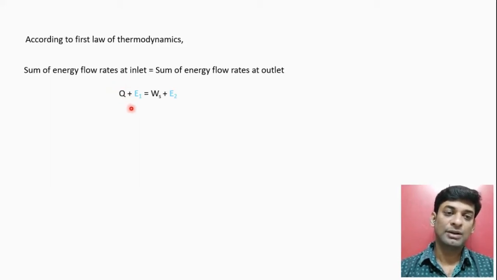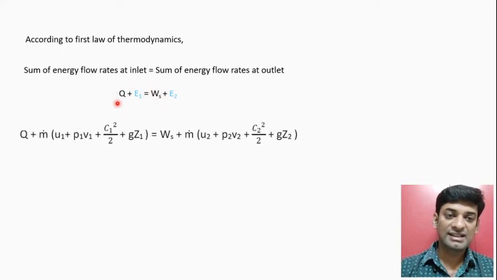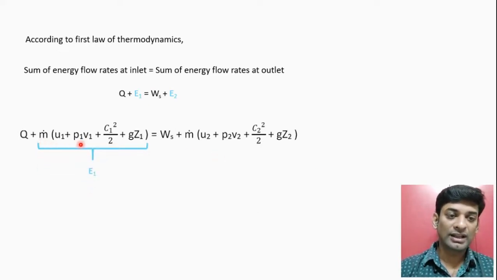Whenever heat is supplied to the system, it will deliver work output. So that is denoted as W suffix S. That is shaft work. Now, this equation is expanded like this. Listen carefully. This term is nothing but the four energies discussed in the previous slide. This Q is kept as it is.